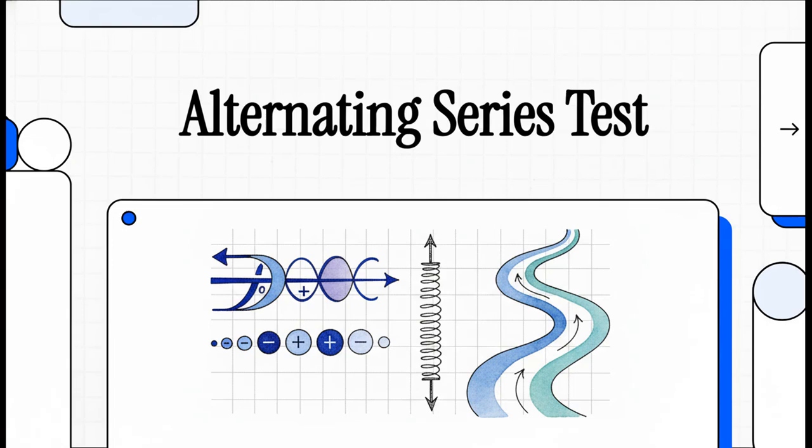Welcome back. Today, we're diving into a really cool tool in calculus, the alternating series test. It's built for a very specific but super common type of series, one where the terms keep flipping between positive and negative. Let's get right into it.